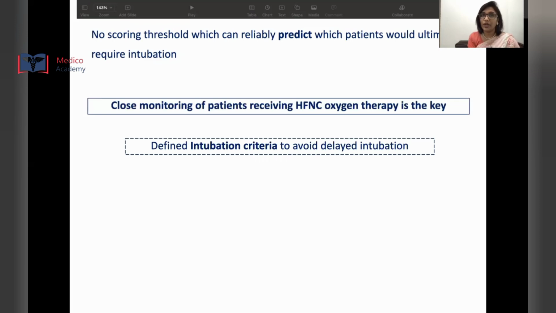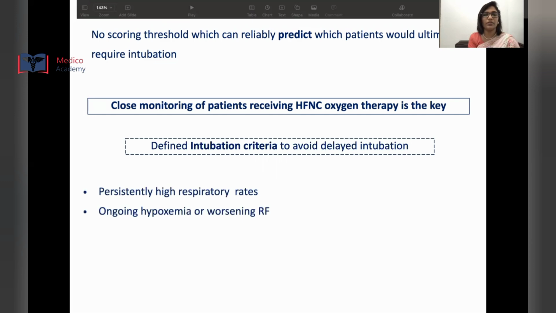Well-defined intubation criteria should be there to avoid delayed intubation. For example, persistently high respiratory rates despite high flow nasal oxygen therapy. The beauty of high flow nasal oxygen therapy is that the respiratory rate immediately comes down. In early respiratory failure, patients will be breathing at 40 to 60 breaths per minute. The moment you fit the high flow nasal cannula, within 5 to 10 minutes, the respiratory rate of the patient decreases.